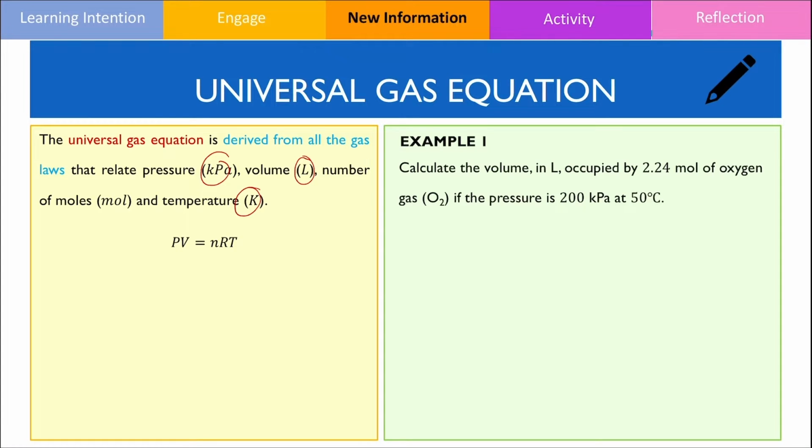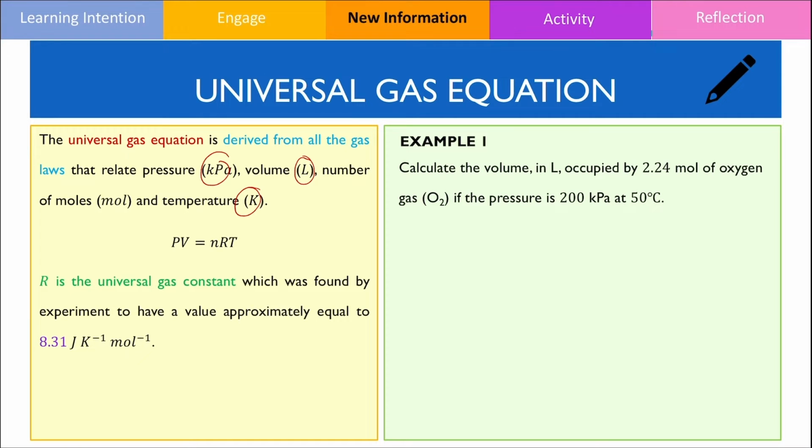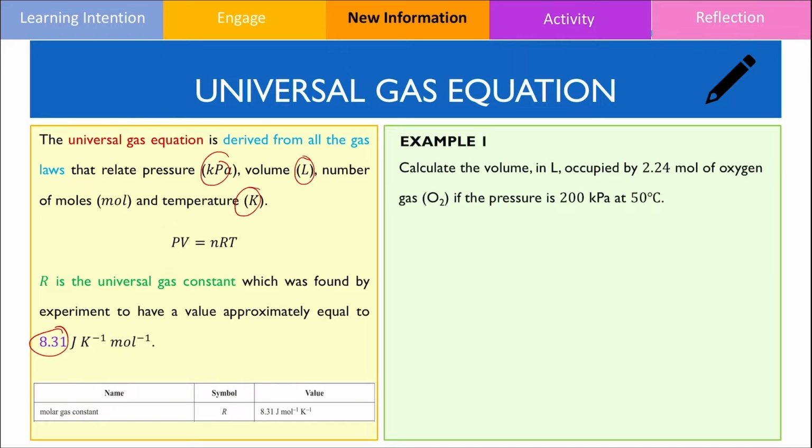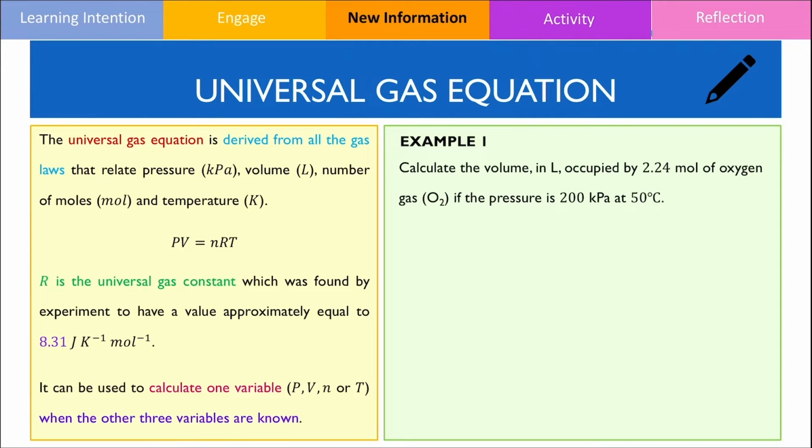The universal gas constant, also known as the molar gas constant, has a value of 8.31, and this value is also found on the VCAA data booklet as shown down below. We use the universal gas equation when we're trying to calculate the value for one particular variable when all the other three variables are known. Let's have a look at a couple of examples.